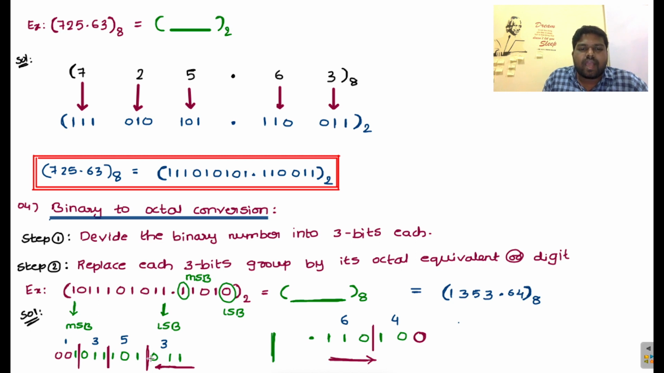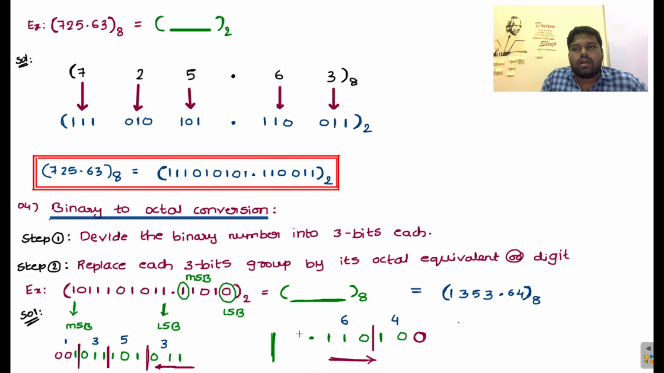Now each group has 3 bits. Now you can replace each with its octal equivalent. Then binary to octal conversion is over. So in this case what happened? 011 means 3, 101 means 5, 011 means 3, 001 means 1. This 1353 is the octal equivalent for the given binary 3-bit segments, right?